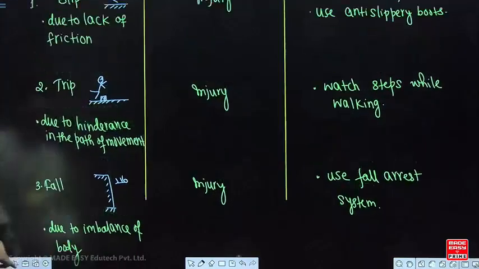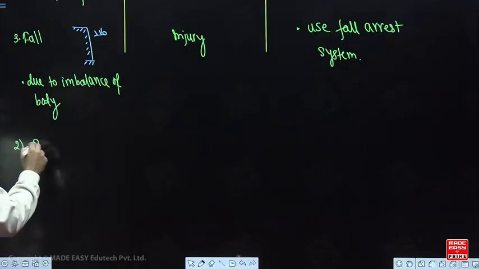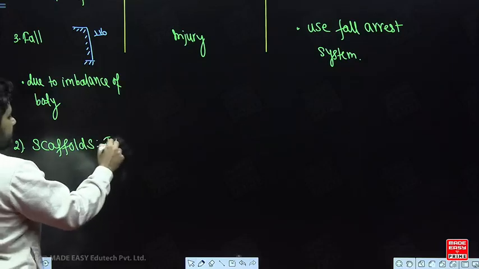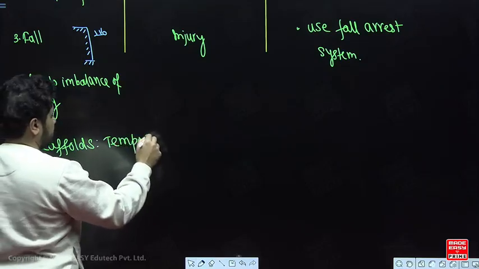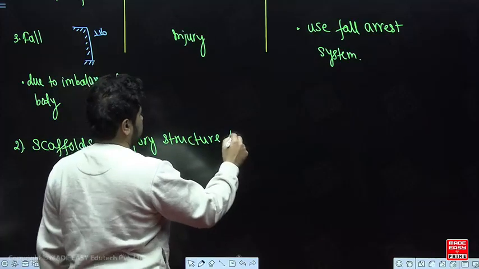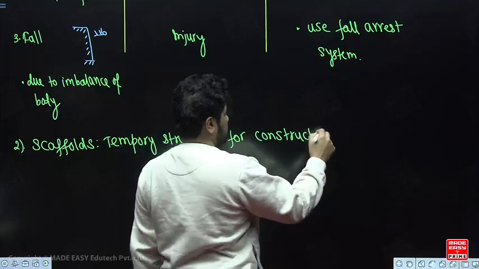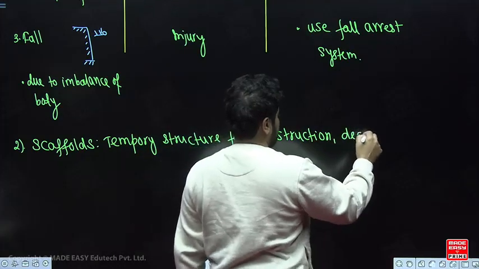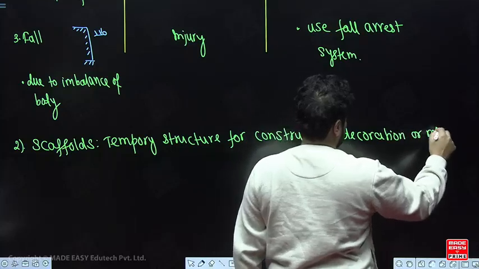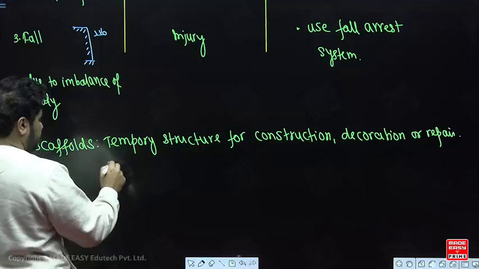Next, so second, let us come to the second one. So this was the first one. Second one is called scaffolds. Scaffolds, what are scaffolds? So it is your temporary structure for construction, decoration or repair, correct?